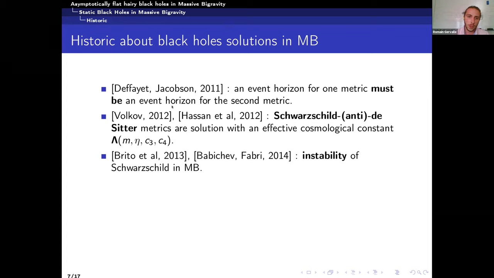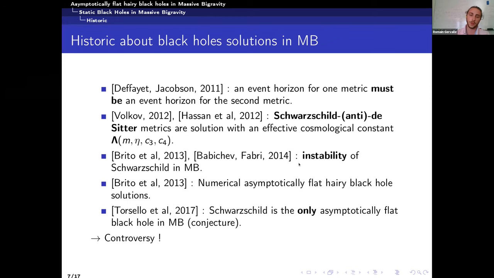Then some time later, Mikhail Volkov and separately Hassan et al. found that Schwarzschild anti-de Sitter metrics are solutions of massive bigravity with an effective cosmological constant, which depends on the theory parameters. In particular, the case lambda equal to zero, the Schwarzschild solution, is always a solution for any values of the theory parameters. Then Brito et al. and separately Babichev and Fabbri found an instability of the Schwarzschild solutions. And some time later, Brito et al. again found numerically asymptotically flat hairy black holes in massive bigravity, but some years later, another group, Torsello et al., made a conjecture that Schwarzschild is the only asymptotically flat solution. And so a controversy has emerged, and we have reanalyzed the issue in our paper with Mikhail Volkov.